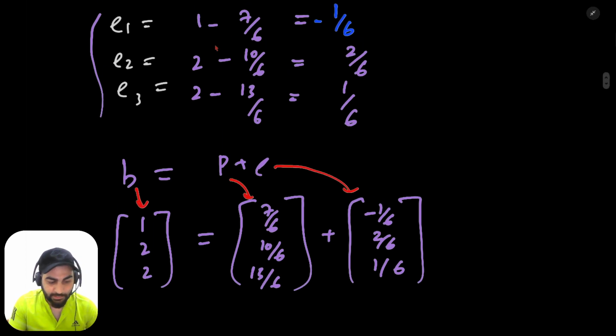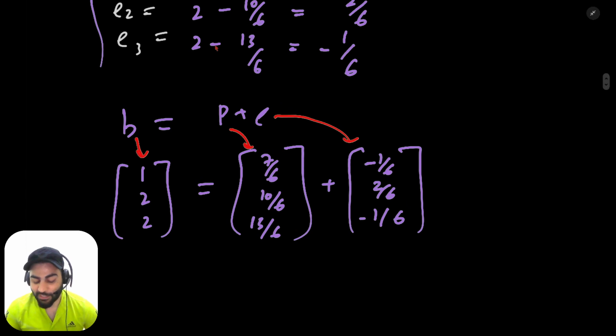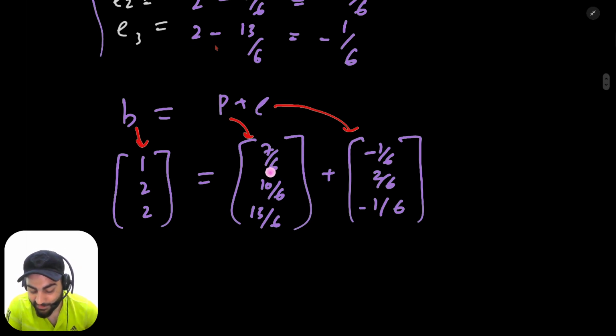E3 is minus 1 by 6. Yeah, E3 is minus 1 by 6. That's what I wanted from you guys. So you just calculate these things. So now if you see these, 7 by 6 minus 1 by 6, this is equal to 1. So that's how we calculate it.